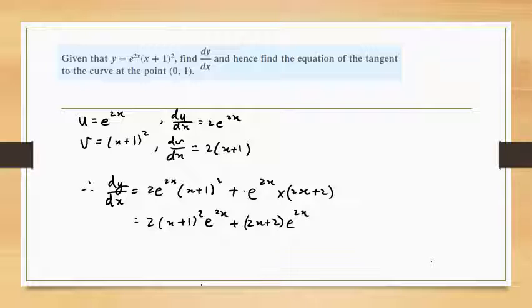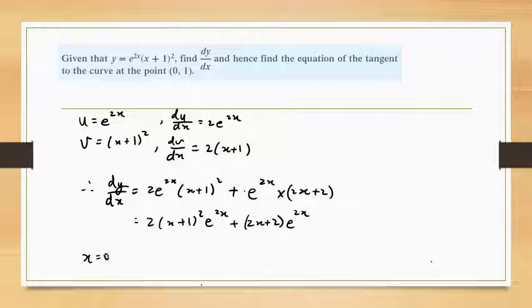Now, I would usually not recommend you change the form, because if you change the form it gets a little bit more complex. And you also have to expand brackets and stuff, which is not nice. Anyway, and hence find the equation of a tangent to the curve at point (0, 1).